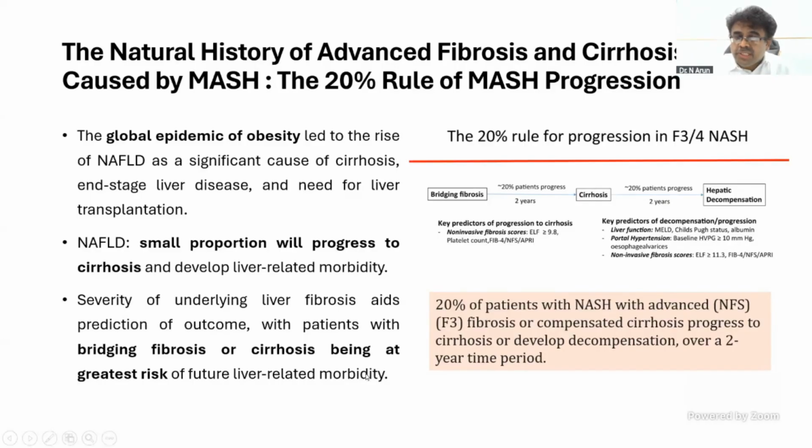If the ELF tends to be more than 9.8, it means the fibrotic changes in the patient will be on the higher side. So this is the basic point. There are so many markers to look for evidence of the fibrotic change which is happening, which is out of discussion.